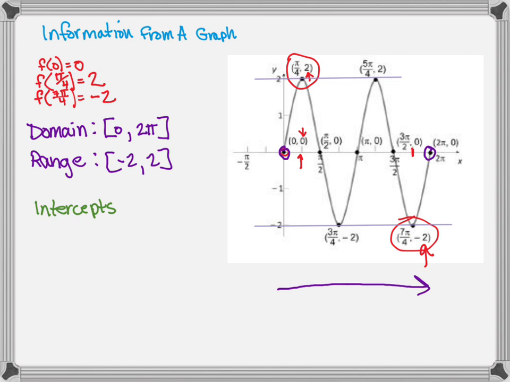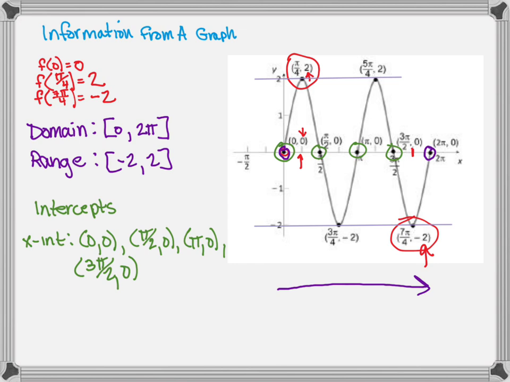Let's identify the intercepts. And remember, we have 2 different types of intercepts. Let's first find the x-intercepts. So where it's intersecting or crossing the x-axis or touching. So first one is here at 0, 0. We have another x-intercept here at pi over 2 comma 0. Then we have a third x-intercept at pi comma 0, and a fourth x-intercept at 3 pi over 2 comma 0, and a fifth x-intercept at 2 pi comma 0.